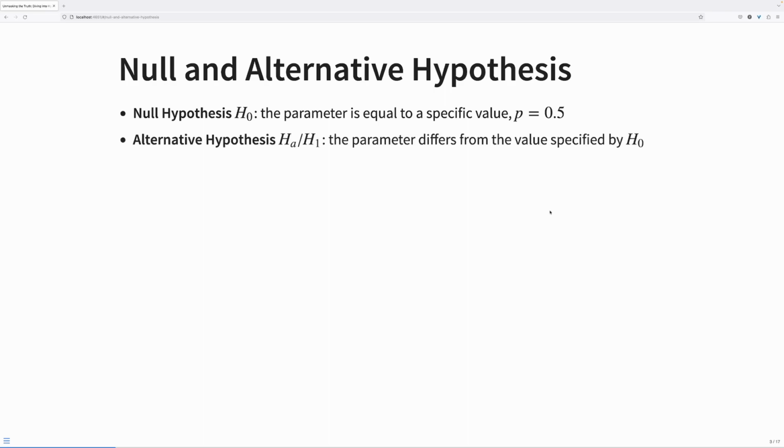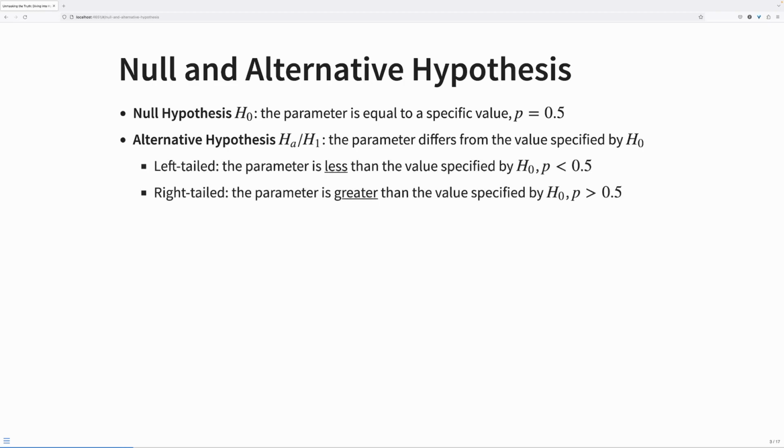And the alternative hypothesis argues that the parameter differs from the value specified by H0. So it's usually denoted by HA or H1. The parameter can differ in three ways. It can be less than, it can be greater than, it can be simply just not equal to. Okay, so if it is less than, then it's called a left tail test. If it is greater than, then it's a right tail test. And if it's not equal to, then it is a two tail test. Okay. So in our case, we would choose the not equal to version.